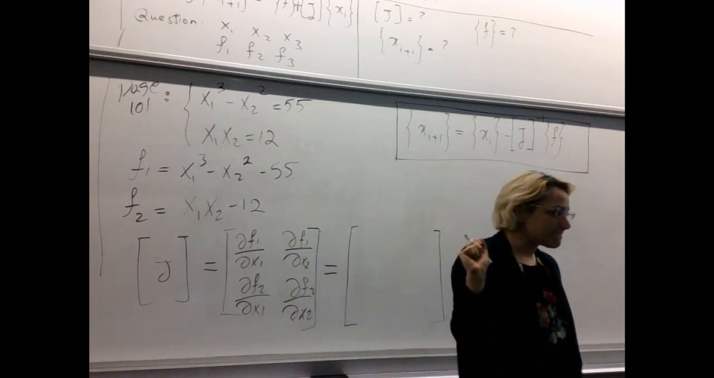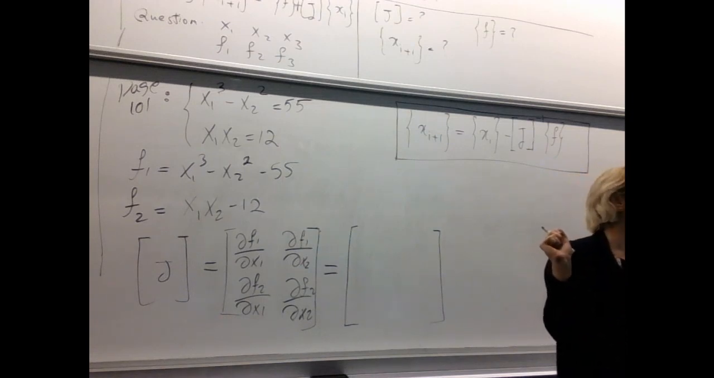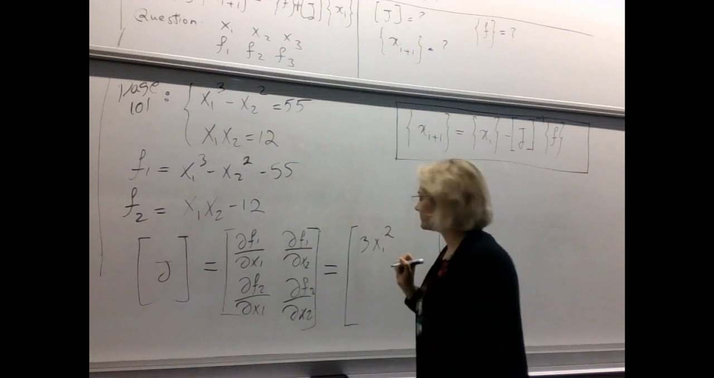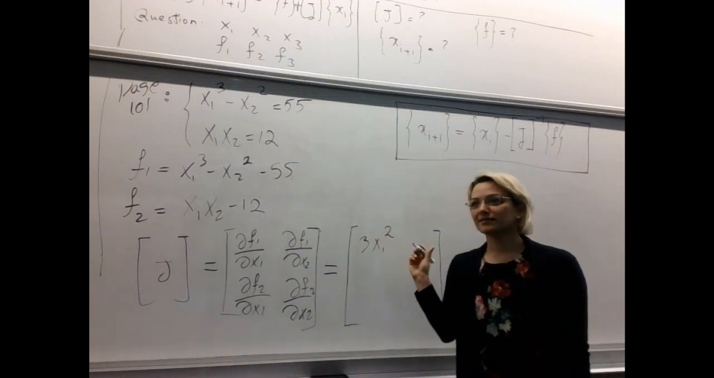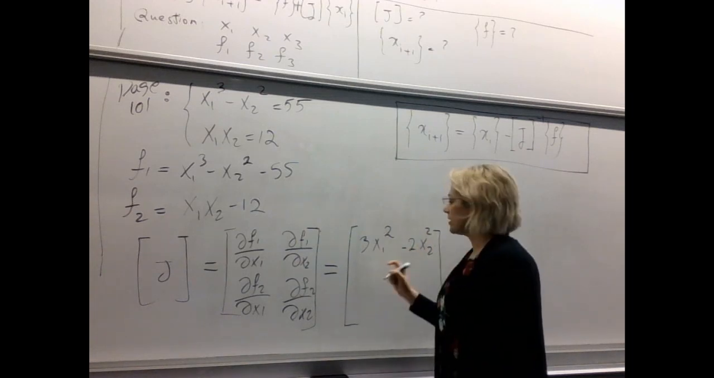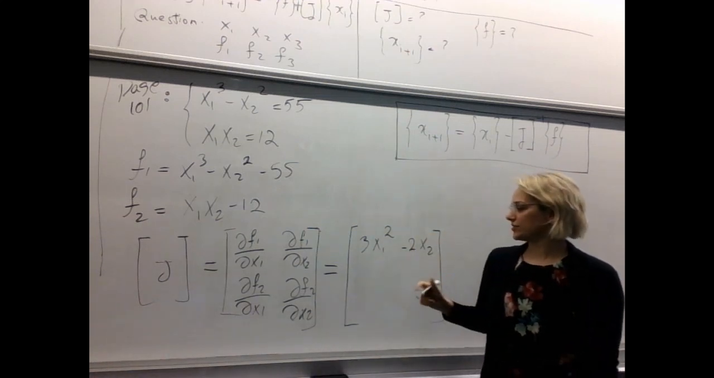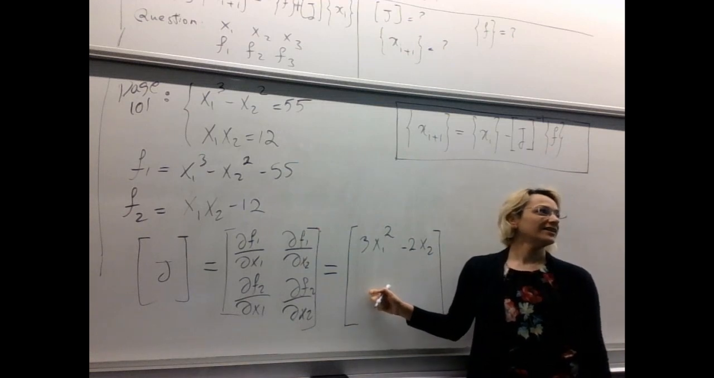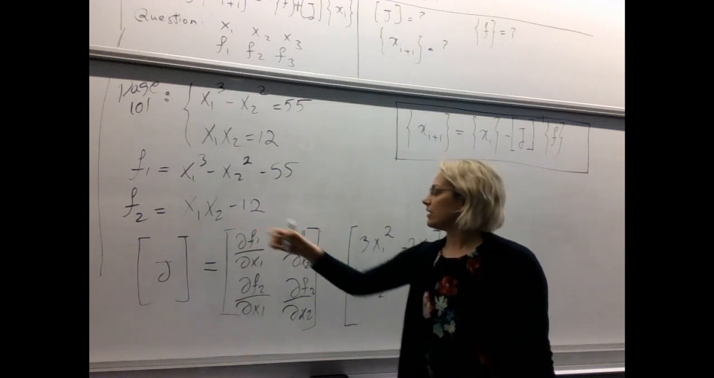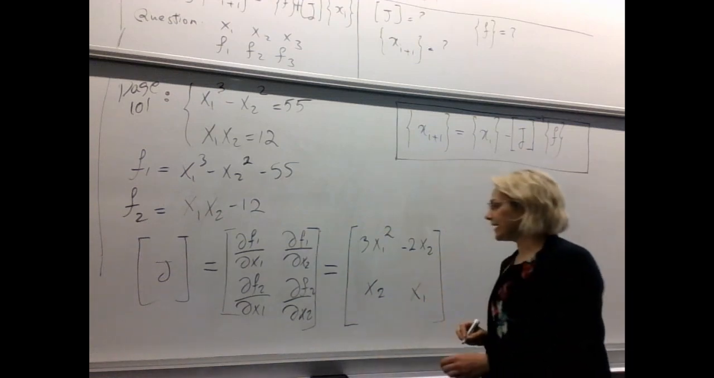What would be the first element? 3x1 squared. Awesome. So 3x1 squared. Yes? Minus 1. And this one? X2, yeah, thank you, awesome. This one is like that you would say for the partial derivative. And this one? X1, awesome.